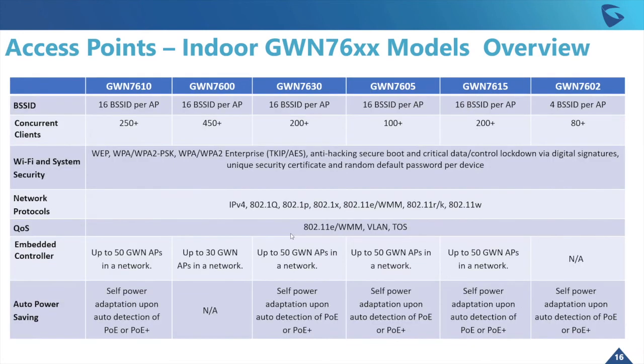So when it comes to the number of SSIDs that an access point can broadcast, all of the access points provide 16 SSIDs per access point, with the exception of GWN 7602, which allows you only to have 4 SSIDs per access point. In terms of the concurrent clients, depending on the model, you can have 250 clients and more on the GWN 7610, and the one that provides more wireless capacity is the GWN 7600 with 450 wireless clients.